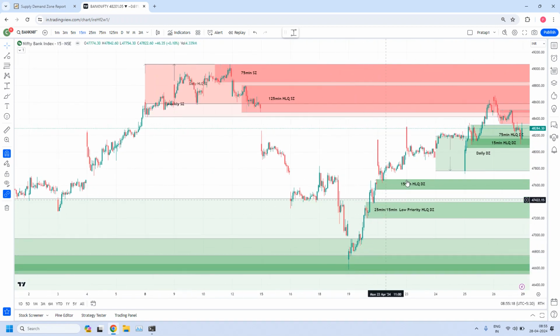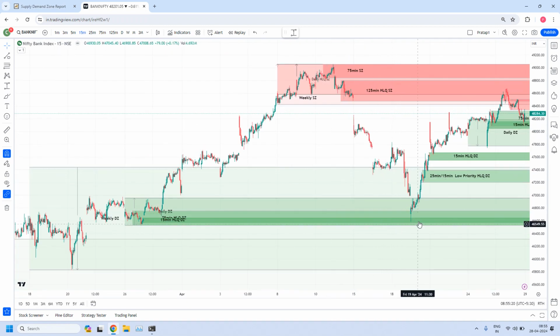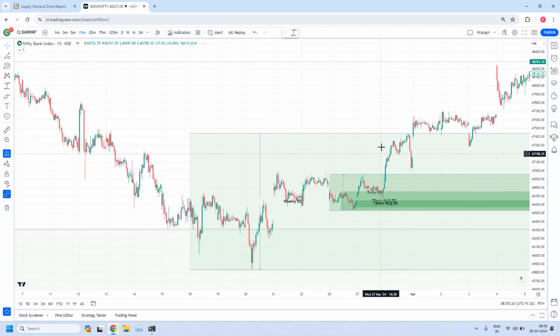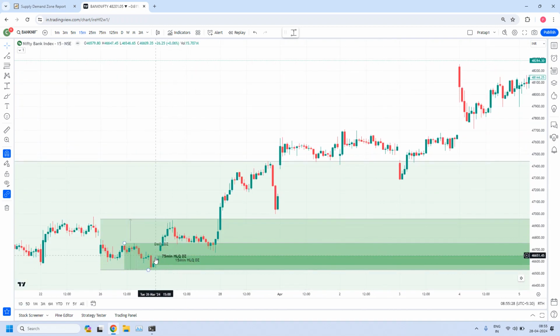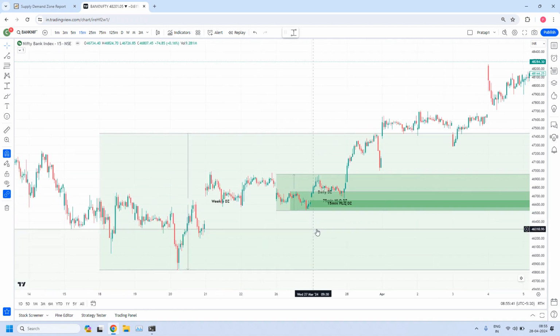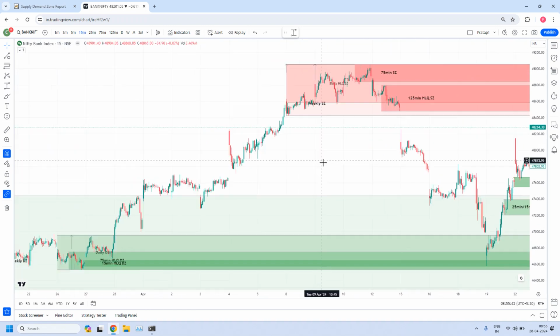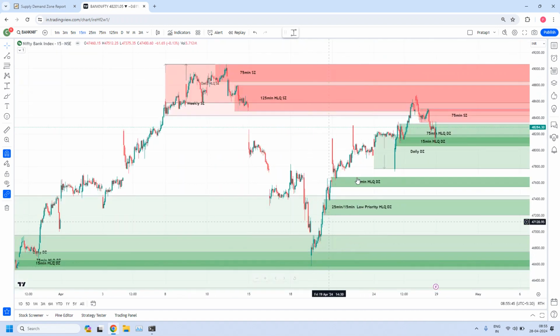See how big a move it has given. The big move it has given is not just because of these rejections. Rejections are one point we should consider. The other things are that the 15-minute zone is a fine-tuned zone inside the 75 minutes high liquidity demand zone, inside the daily demand zone. 75 is high liquidity, 15 is high liquidity. All these concepts helped for this big push from here.